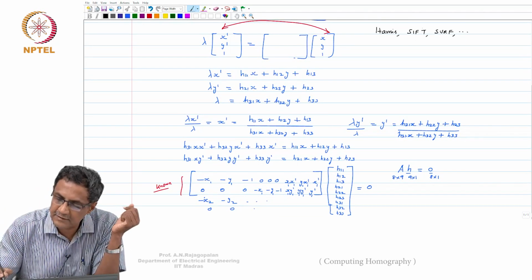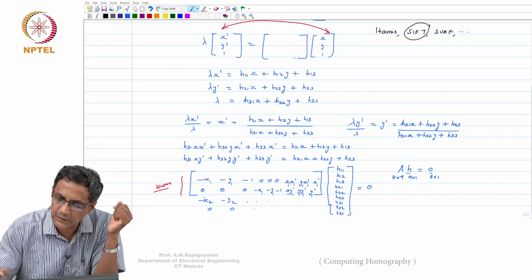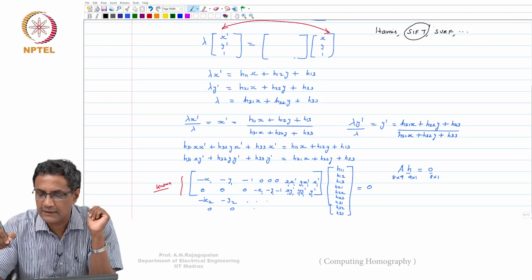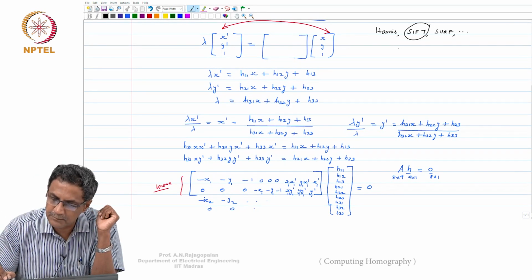Among these, SIFT is the most common. It was proposed by David Lowe. This is the most common, and the nice thing about it is that it is completely translation, rotation, and scale invariant.